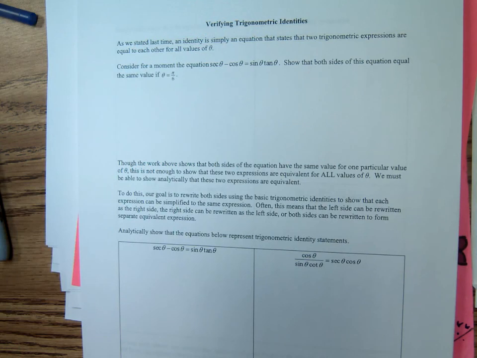Alright, so an identity is an equation that says two expressions are equal for all values of theta. An identity is always true. That's why we call it an identity. Okay, it's always true. So we're going to start verifying trig identities today. We're going to show that both sides of the equation are the same thing for all values. Okay, for any value that's defined, it's the same thing.